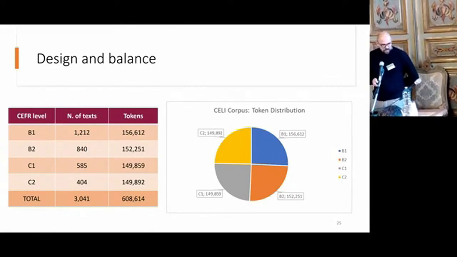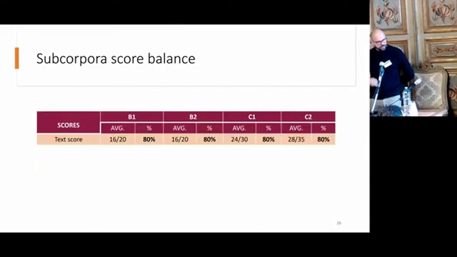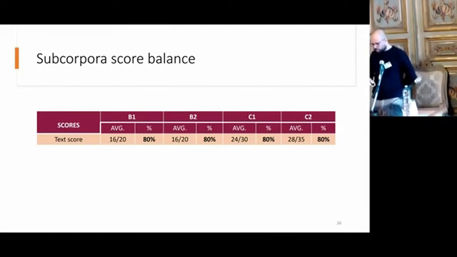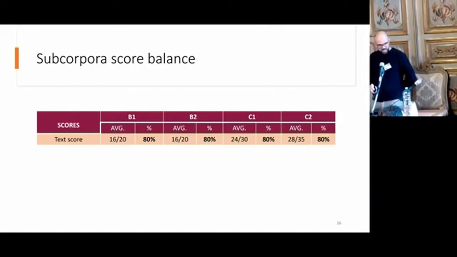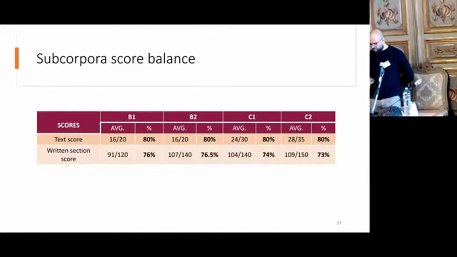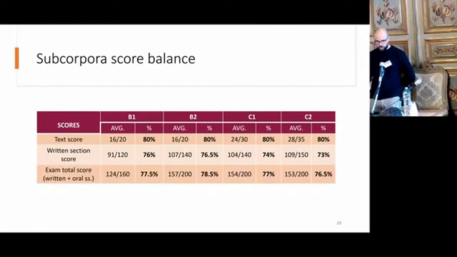But the balance of the Celi corpus is not only for tokens. We also tried to build a balance for scores attained by the candidates. For example, the test score on average is 80% in all levels. The learners that wrote these texts also attained an average of 75% in the written section score and an average of 77% on the exam total score, that is the written and the oral sections total score.